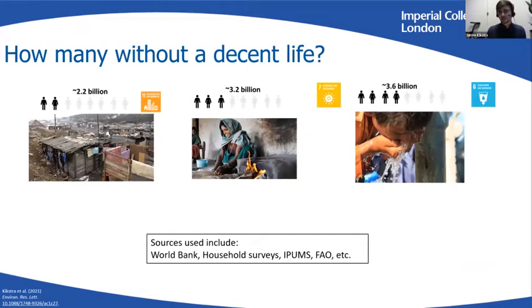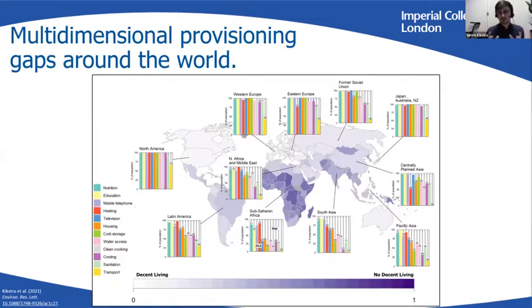And this is basically combining a lot of poverty knowledge that is already there, just empirical data on, for instance, how many people live in slums, don't have good housing, or don't have access to clean cooking fuels, or lack proper sanitation. And so it's just combining basically World Bank, household surveys, and IPUMS and FAO data, and a couple of other sources. And then you get basically a big picture of multidimensional inequality.